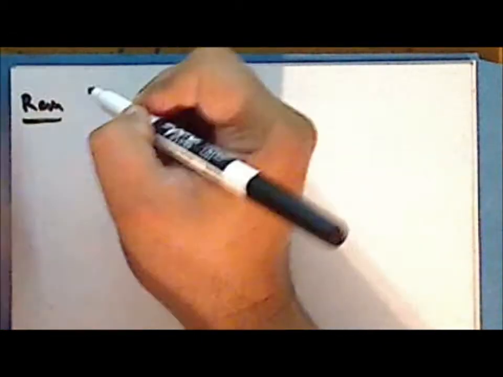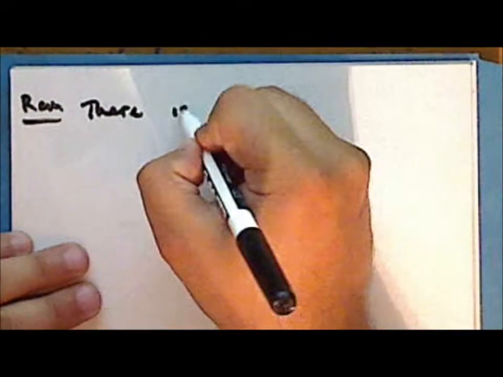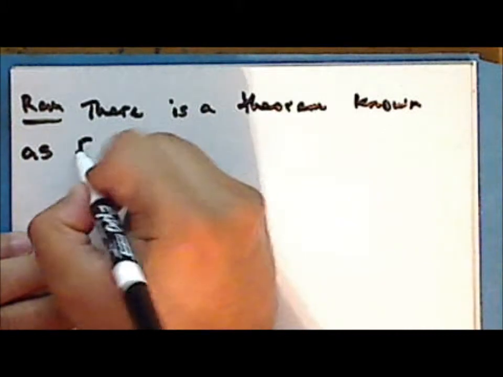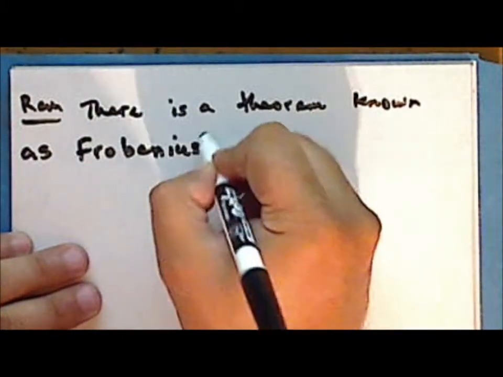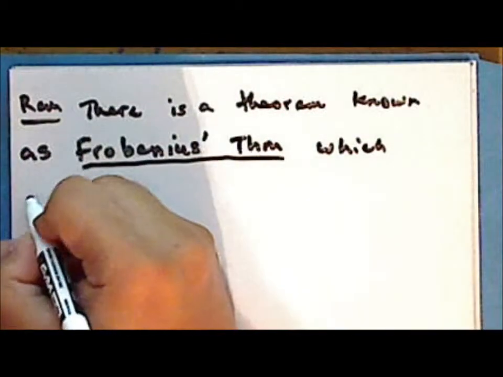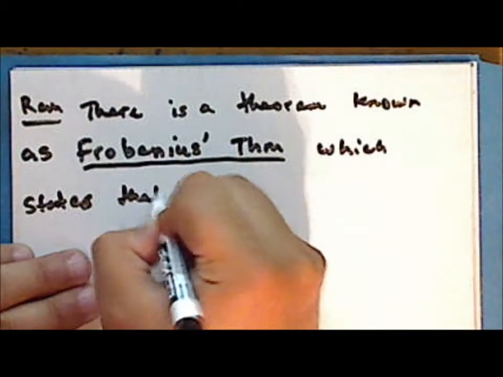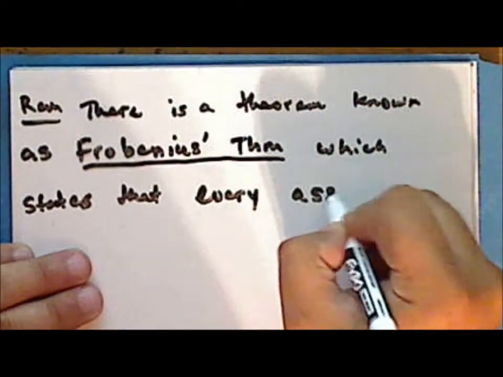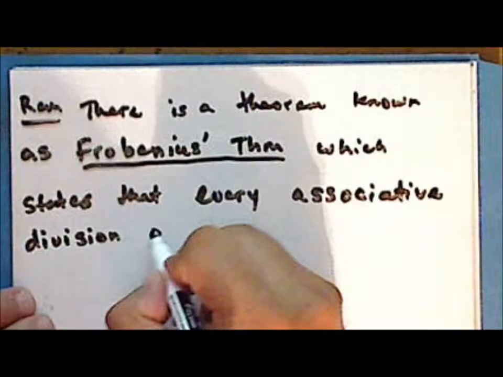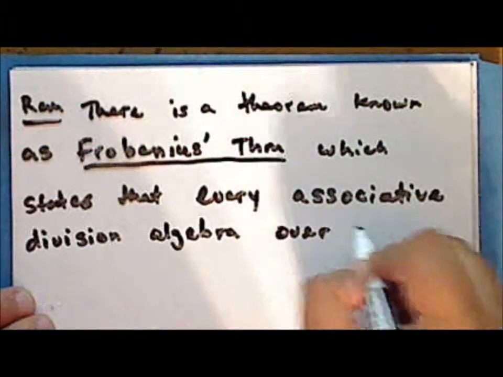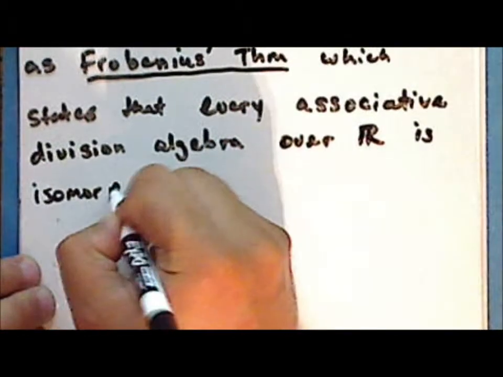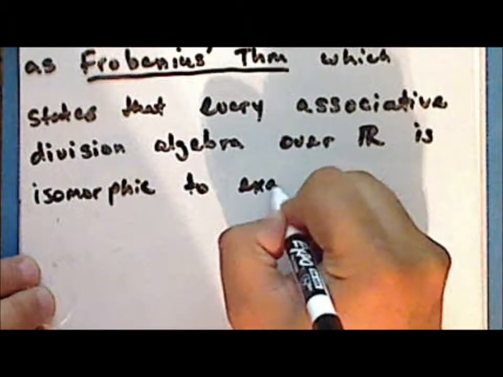Now there is a theorem known as Frobenius's theorem, which states that every associative division algebra over the reals is isomorphic to exactly one of the following.